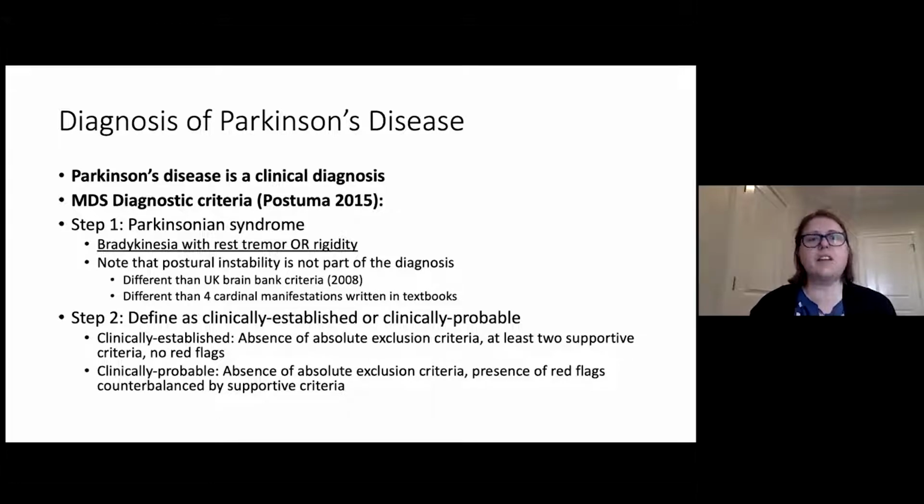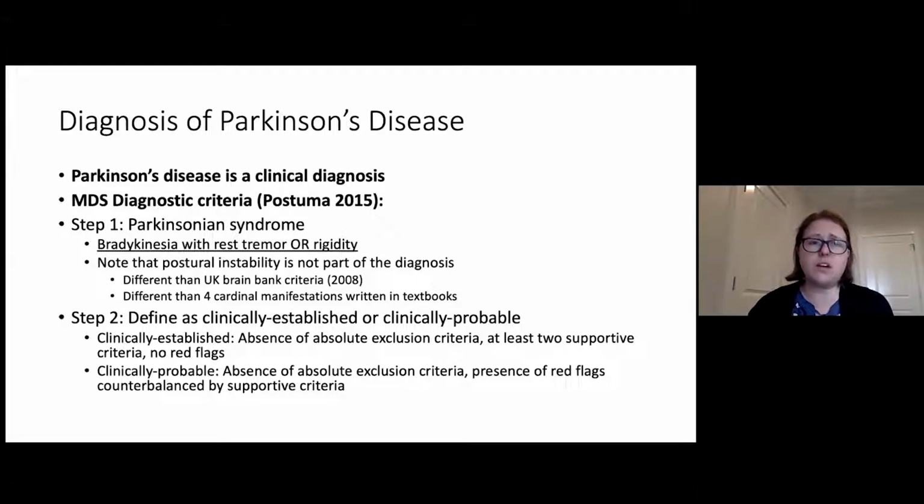And this is defined importantly as bradykinesia, that's the key feature of Parkinson's disease, with either rest tremor or rigidity. And I really want to stress that you only need one of those two with bradykinesia. So a question patients often ask is, oh, I don't think I can have Parkinson's disease because I don't have tremor. And although most people with Parkinson's have tremor, around 25% or so do not have tremor. So if you have bradykinesia and rigidity, that is sufficient to make the diagnosis. You do not need to have tremor.